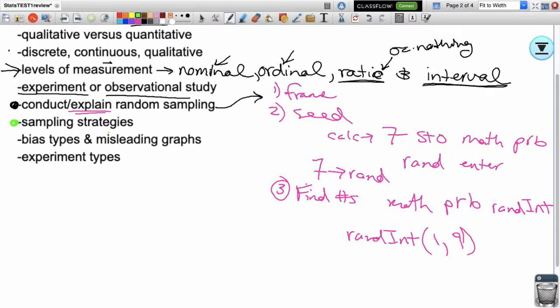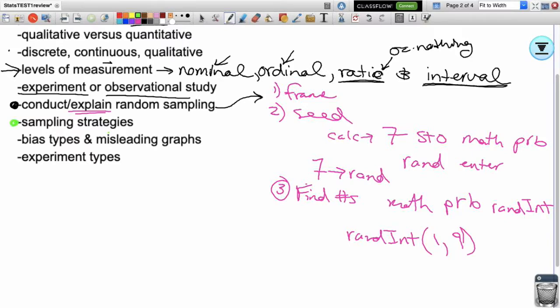And then the last thing is experiment types, which is right at the end of Chapter 1. Okay, so what are all the different types of experiments? And they're very similar to sampling strategies. A couple of them feel similar. Like you have the blocked experiment, okay, and you have a random experiment. You want to take a look at those and make sure you understand the difference. Okay?